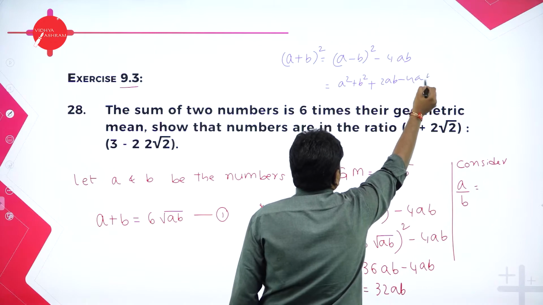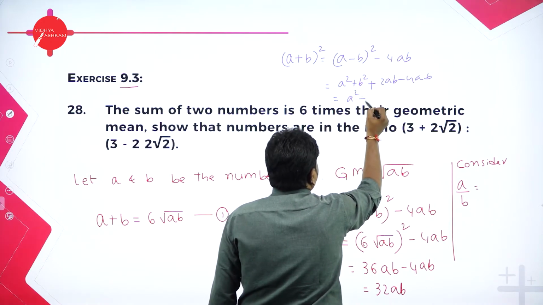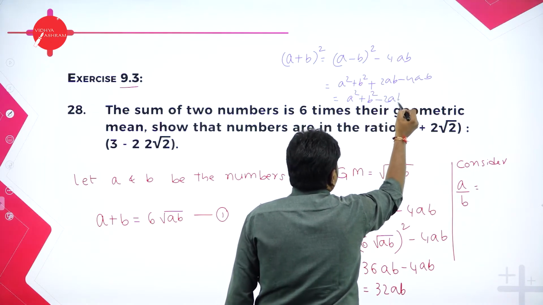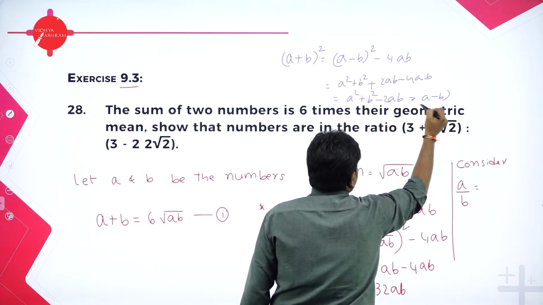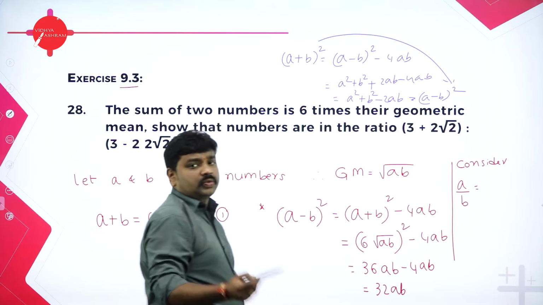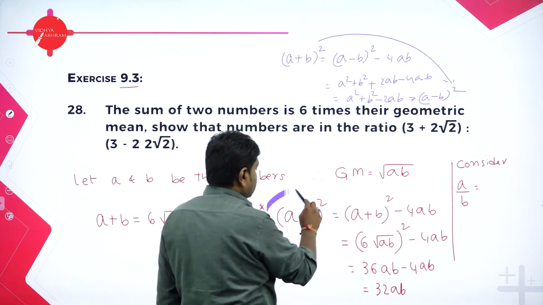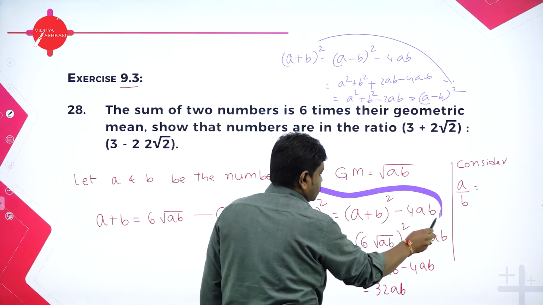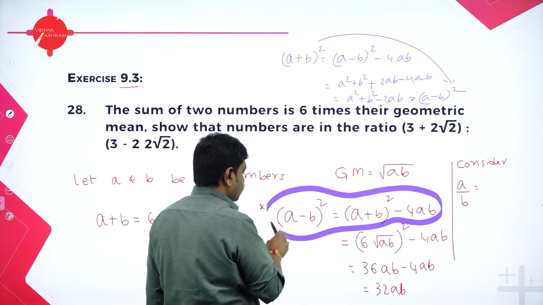That will be same as what? A square plus B square minus 2AB. That will be same as what? A minus B the whole square. So this will be same as this. I hope all of you got this. Writing A minus B the whole square is equal to A plus B the whole square minus 4AB.